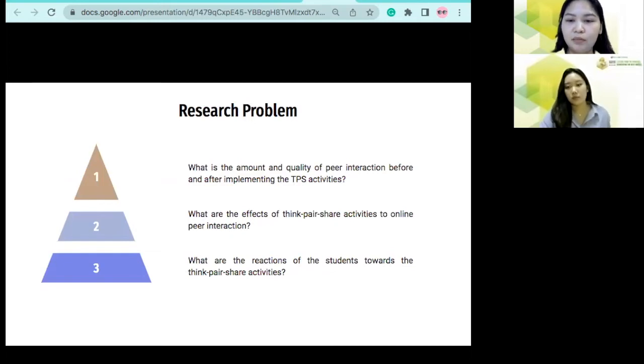So next is the research problem. The study aimed to promote online peer interaction through TPS activities. Specifically, it aimed to answer the following questions. What is the amount and quality of peer interaction before and after implementing the TPS activities? What are the effects of think, pair, share activities to online peer interaction? And lastly, what are the reactions of the students towards think, pair, share activities?